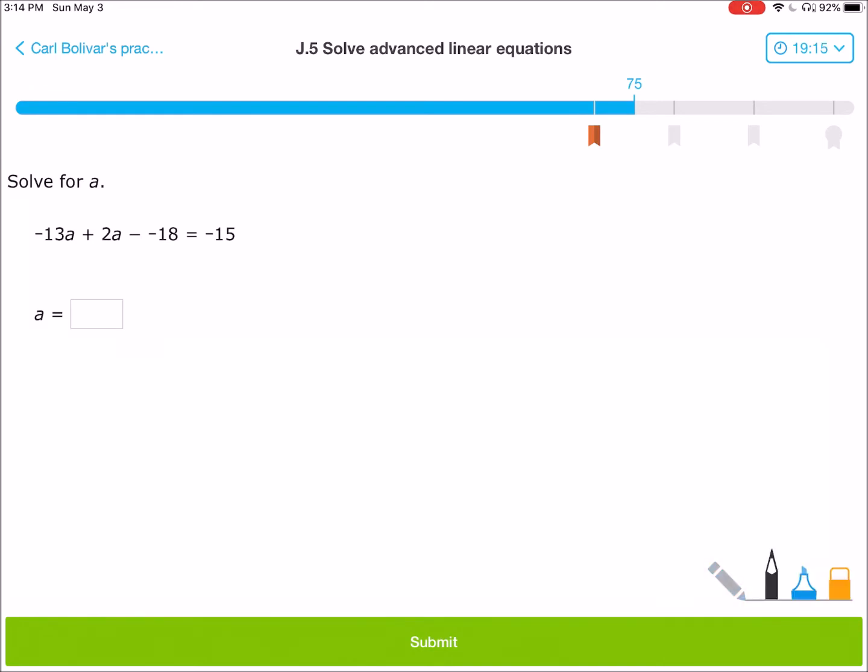Alright, so let's write this one out. Negative 13a plus 2a minus 18 is equal to negative 15. First, what I would do is simplify the symbols. What you always do first is simplify.